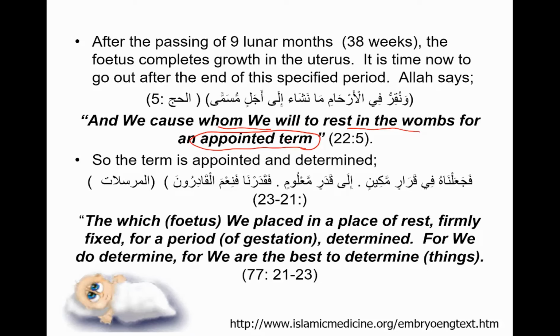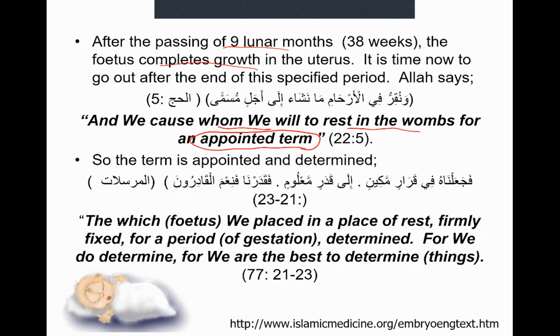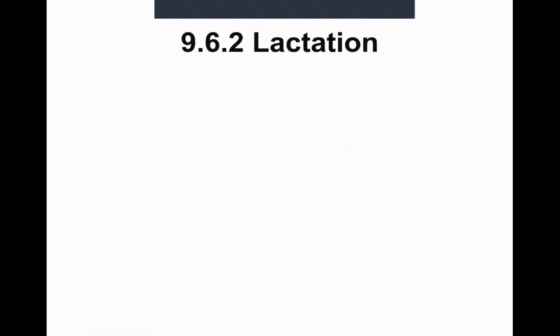So after passing 9 lunar months, the fetus is complete in terms of growth in the uterus. And then in Surah Al-Mursalat, the term is appointed and determined. The fetus we place in a place of rest, which is the womb, firmly fixed, for a period that is determined, at a time that has been set. And we are the best determiner. Okay, so next.